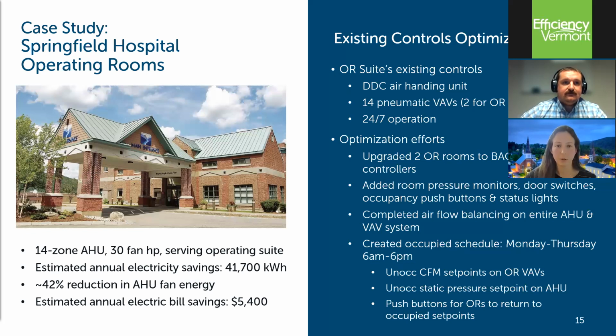Thanks, Nick. So by optimizing the controls and operation of the OR air handling unit at Springfield, the hospital achieved 41,700 kilowatt hours per year in electricity savings just on the supply and return fan alone. That's equivalent to a 42% reduction in fan energy and a $5,400 per year savings on their electric bill. That does not include the electric savings on the chilled water system, nor the fuel oil savings on their central boilers from not having to condition as much outside air during unoccupied times. So there were definitely additional savings beyond just fan energy.